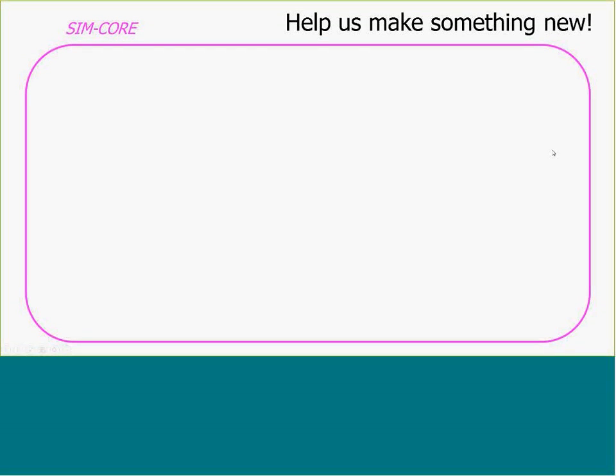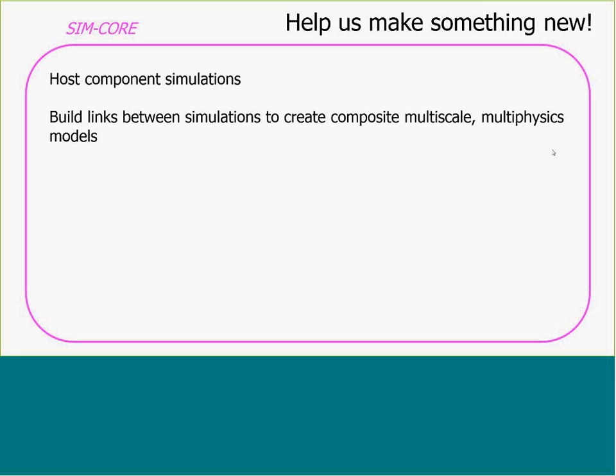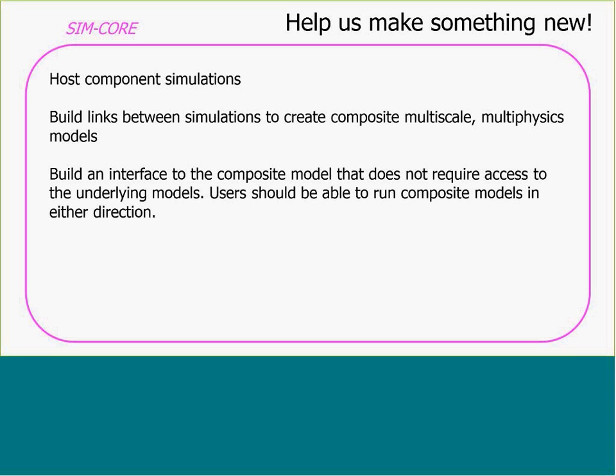So to drill down on this a little bit, we are really trying to make something new here. We're going to fund this with something called Other Transactions. It's not a cooperative agreement. It's not a grant. It's sort of like a supercharged cooperative agreement where we get all up in it. I think it's very potentially exciting, and we're really looking for unusual teams and unusual people to work on this with us. You want to make something that hosts the components, builds the links, builds an interface that does not require someone to understand the underlying models, let you run the composite model in either direction.